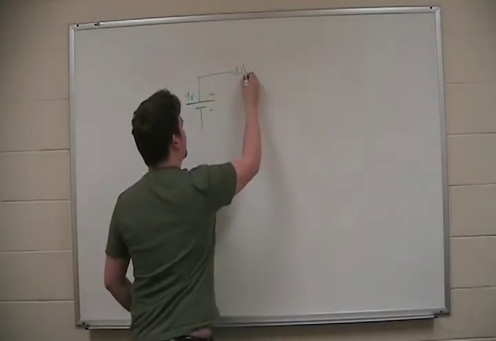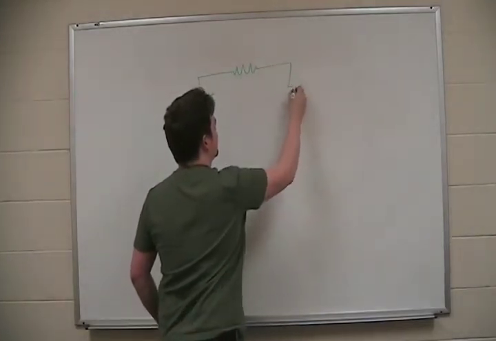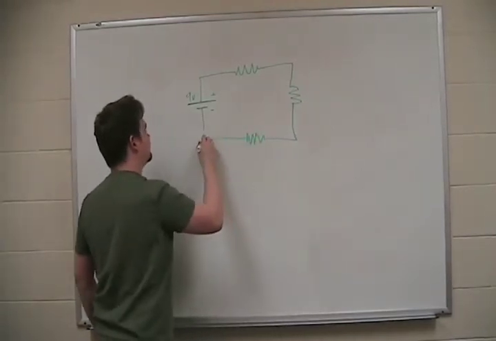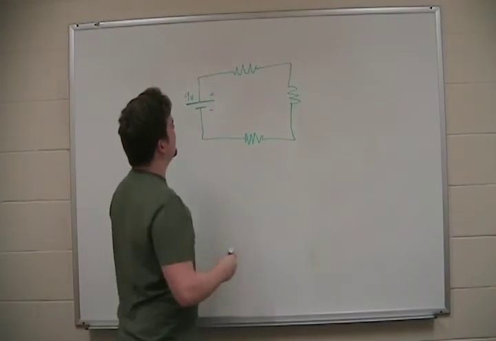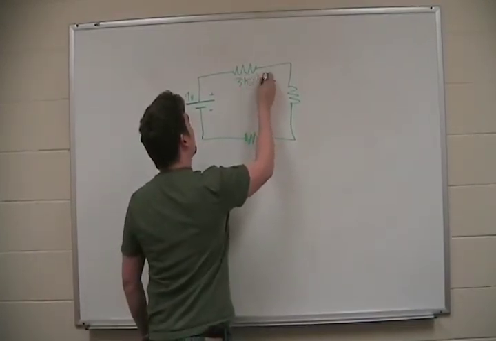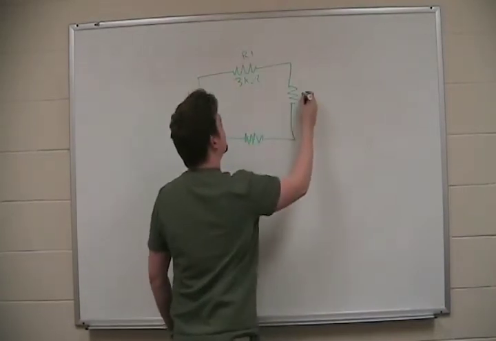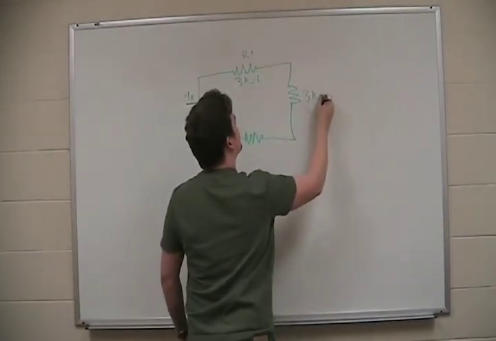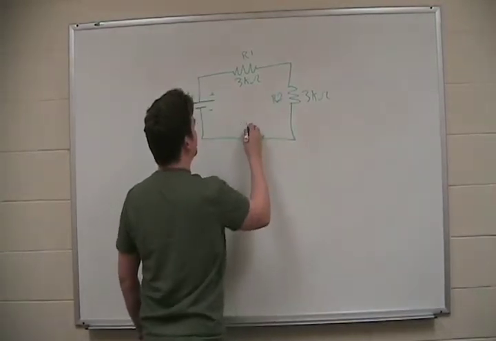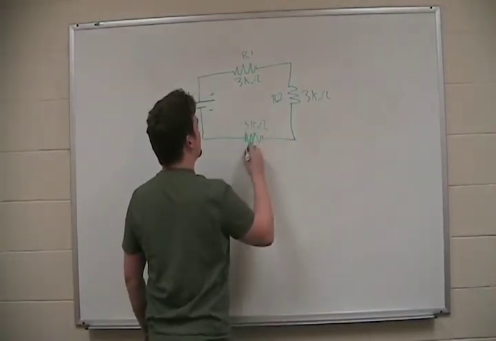We're going to put a resistor here, in series with another resistor here, in series with another resistor here. And we're going to say 3 kiloohms for R1, 3 kiloohms for R2, 3 kiloohms for R3.